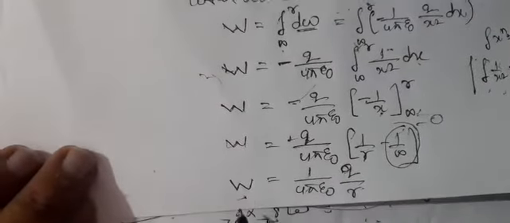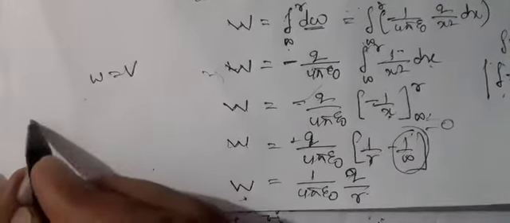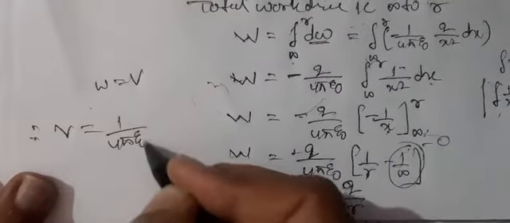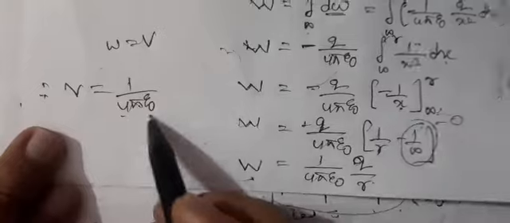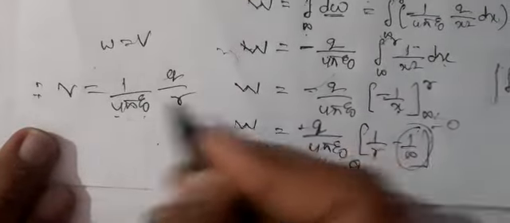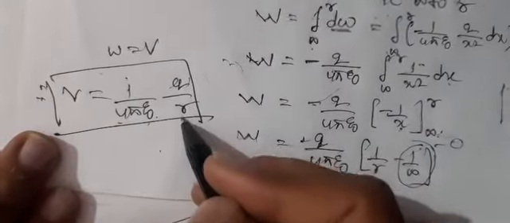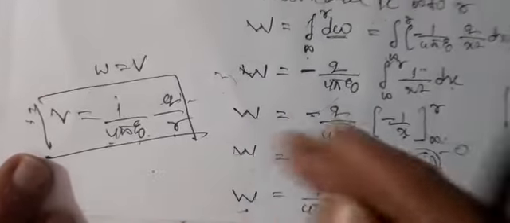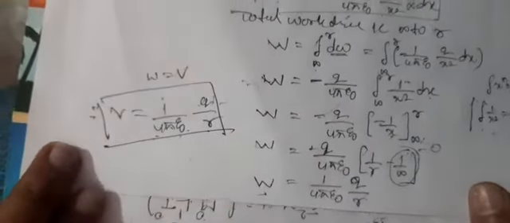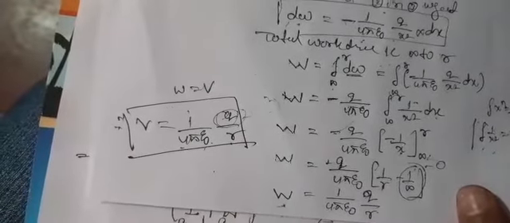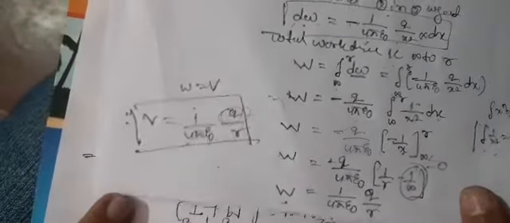The work done is stored as a potential difference, that means W is equal to V. Therefore, the potential difference V is equal to 1 by 4 pi epsilon naught q by r. This equation is called the expression for electric potential due to a single point charge, or isolated point charge, both are the same. V is the electric potential.